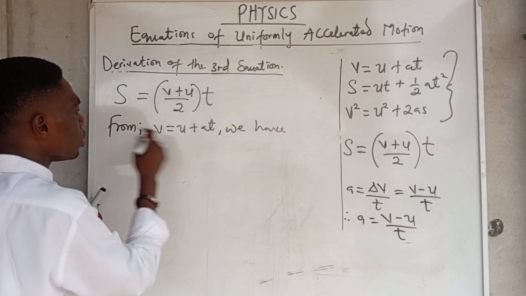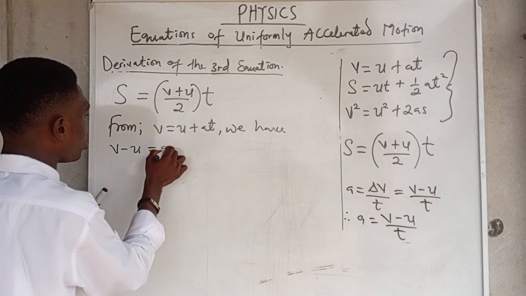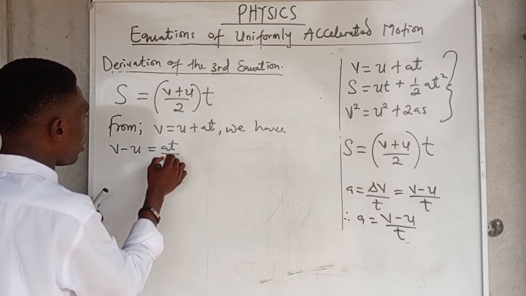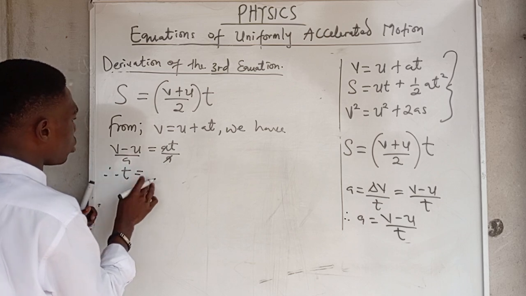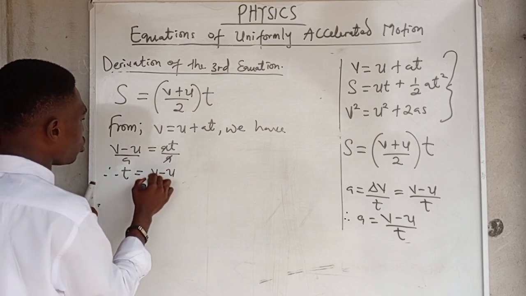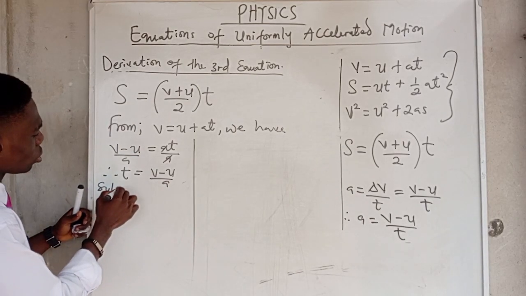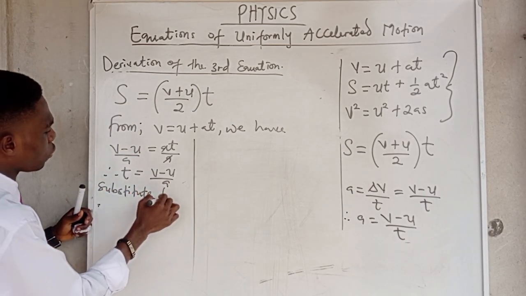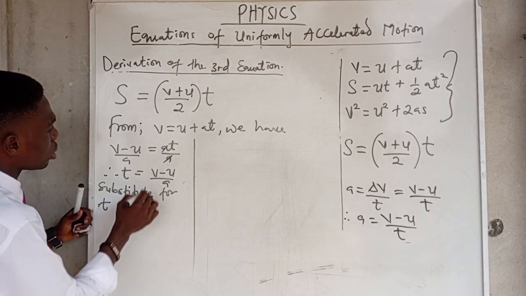Now from the first equation, v is equal to u plus at, I'm going to make t the subject of the formula. Doing that, I'm going to move this over, because v minus u is equal to at. All right, so I divide this by a. So it means that t is equal to v minus u over a. So what I'm going to do now is substitute for t into this equation.